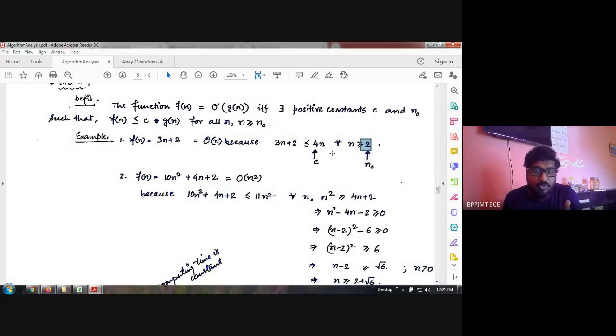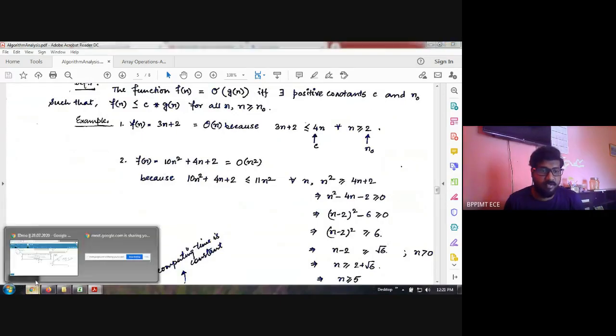So somehow we have found that C equal to 4 and n0 equal to 2, which are positive constants, such that this condition is satisfied. This condition is looking exactly analogous to this condition, Fn less than or equal to C Gn. Immediately, we are concluding that yes, Fn will be a big O notation of n. And what are the corresponding values of C and n0? C equal to 4, n0 equal to 2.